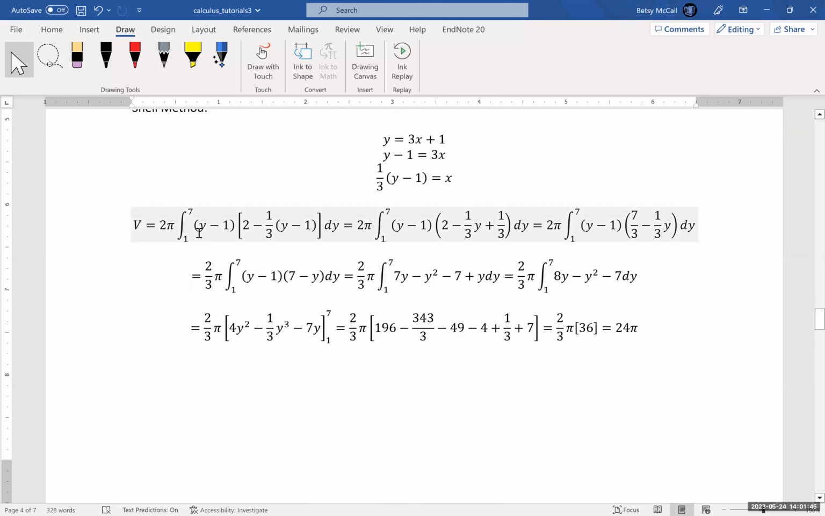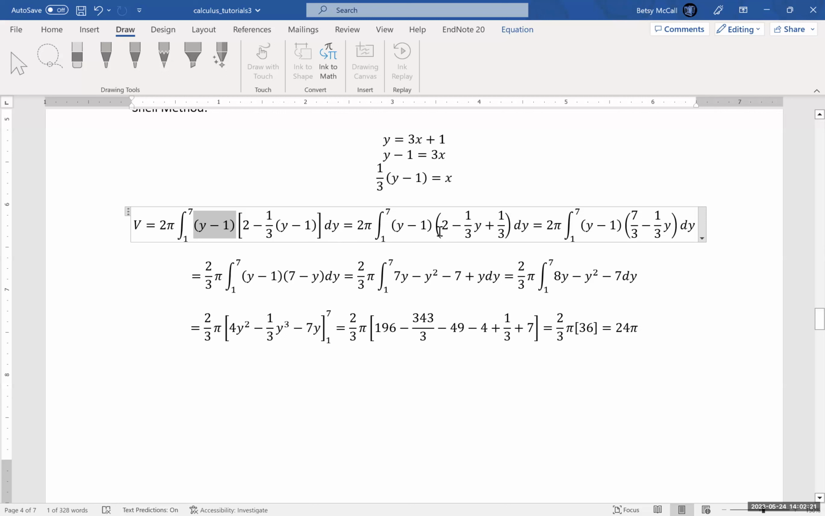All right, so we've set up our problem. Remember, the rightmost function was x equals 2. The leftmost function is the line 1/3 times y minus 1. That's our height, and that part hasn't changed in the shell method. What has changed is the radius, and that's become y minus 1. Now that's going to make our algebra a lot crazier, because we're going to have to FOIL, but it is what it is. So we go through and do the math.